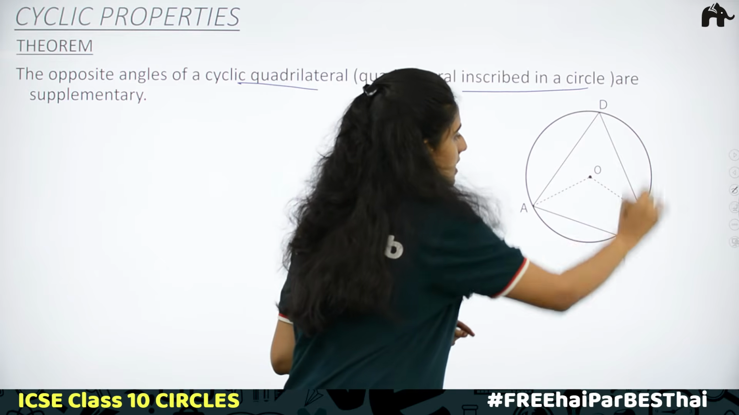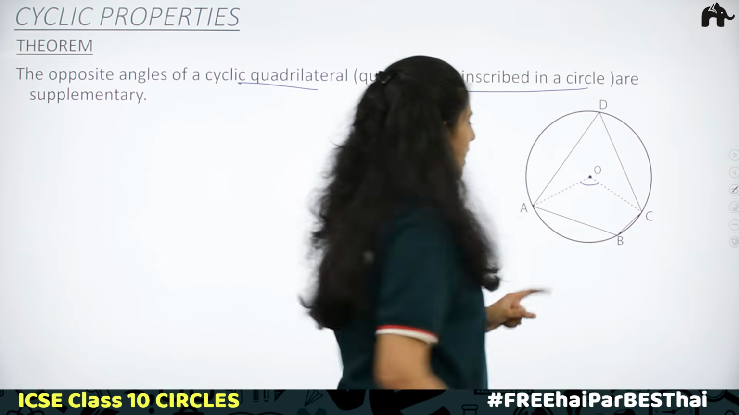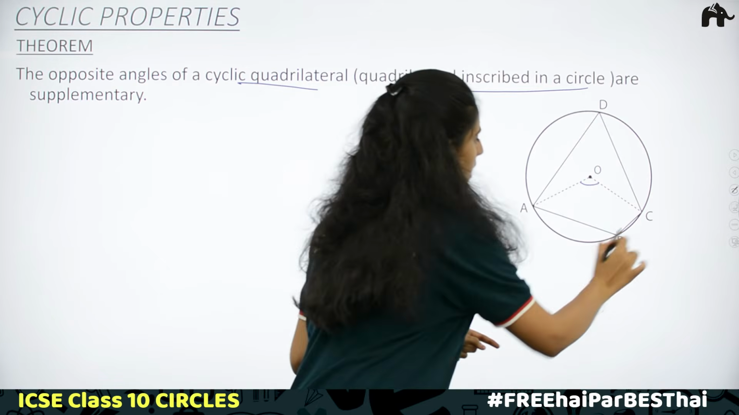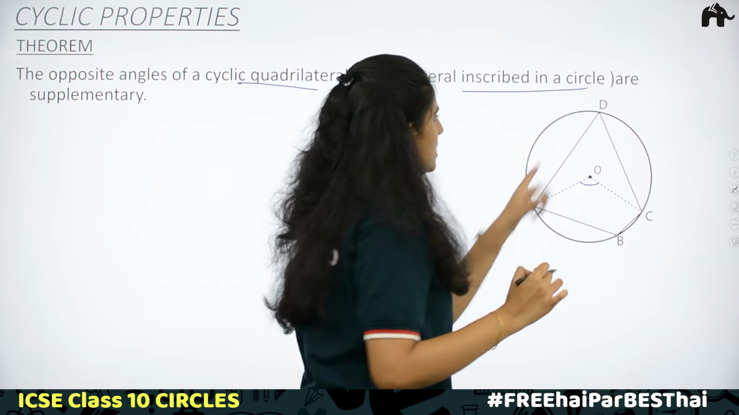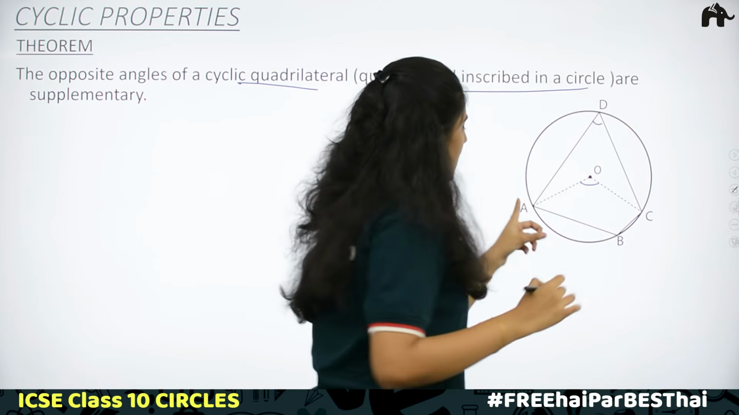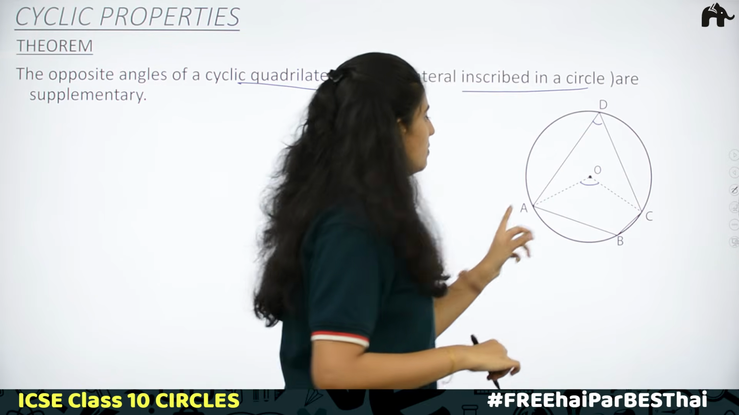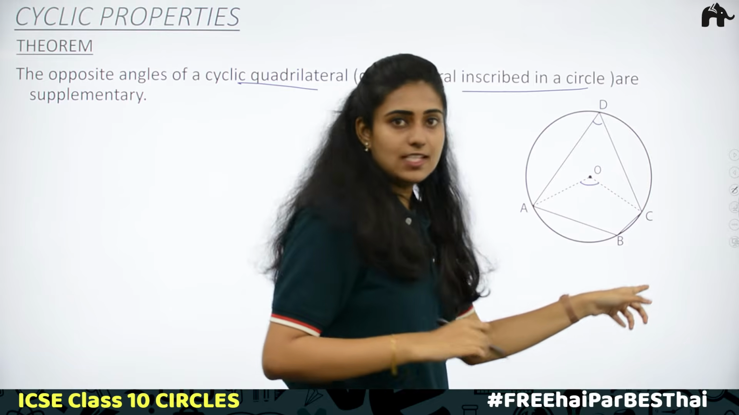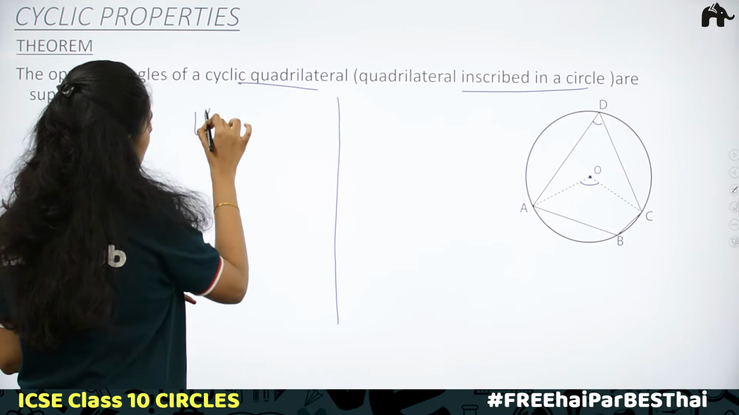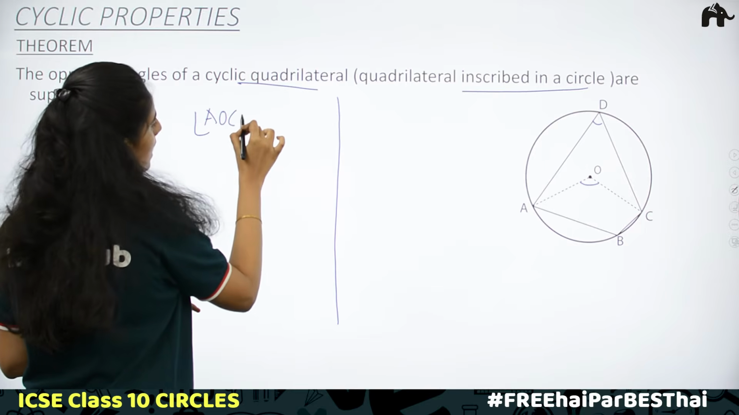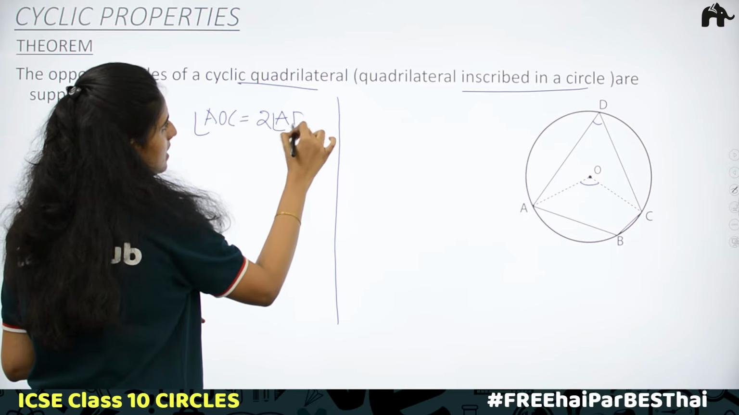Here we have the circle center O. Okay. Now, AOC is an angle that is subtended by the arc ABC at the center and ADC is an angle that is subtended by the same arc ABC on the circumference of circle. So, we know the relation between AOC and ADC we have studied in the first theorem. What is the relation? Angle AOC is equal to 2 times angle ADC.